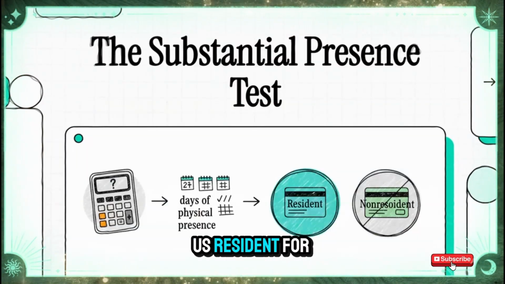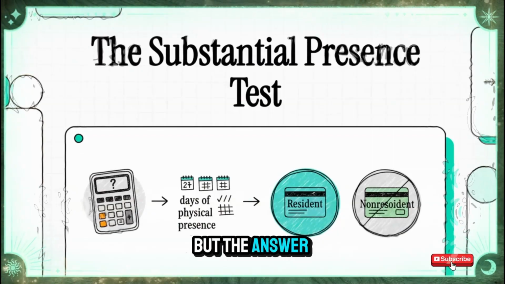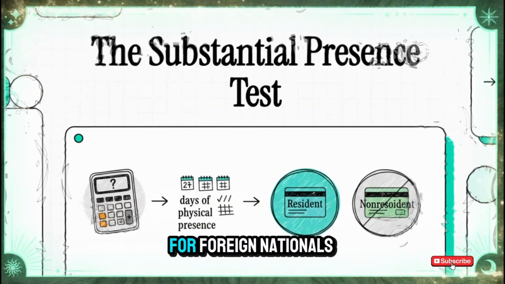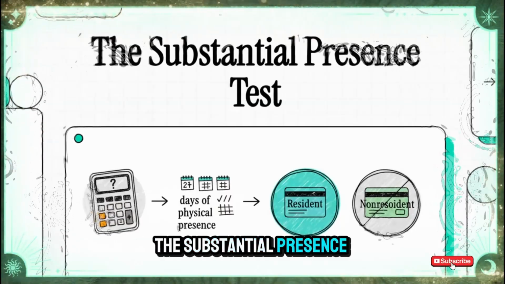Are you a US resident for tax purposes? It sounds like a simple question, right? But the answer can be incredibly complex. For foreign nationals, it pretty much all comes down to one thing: the substantial presence test.